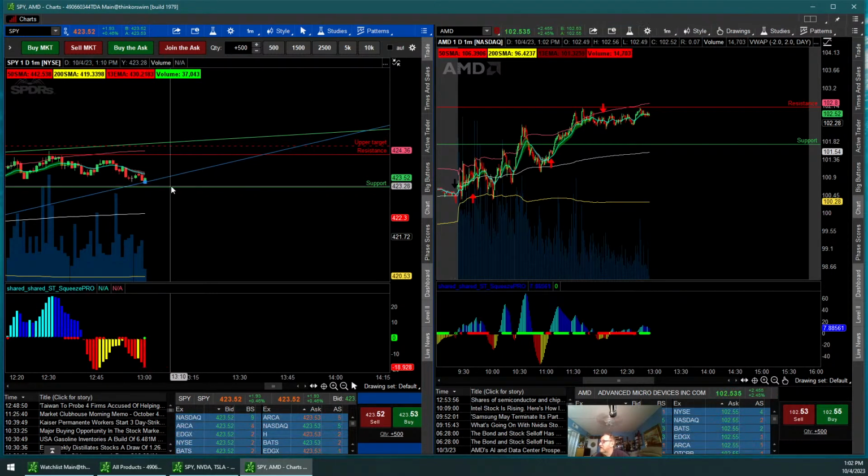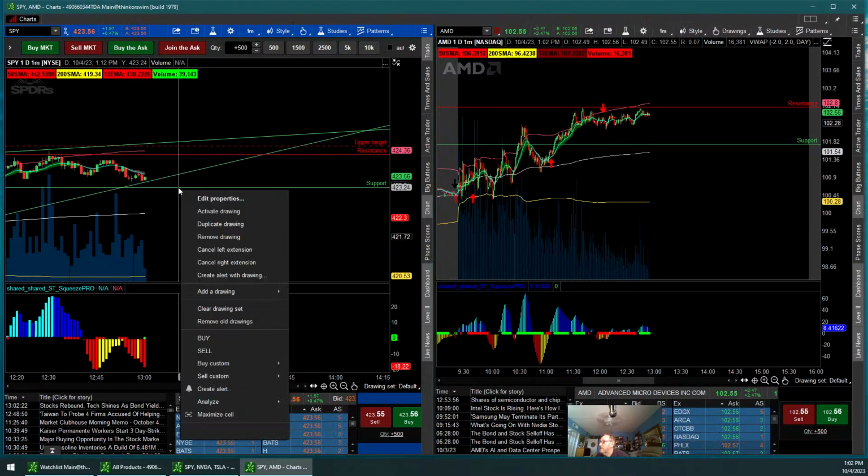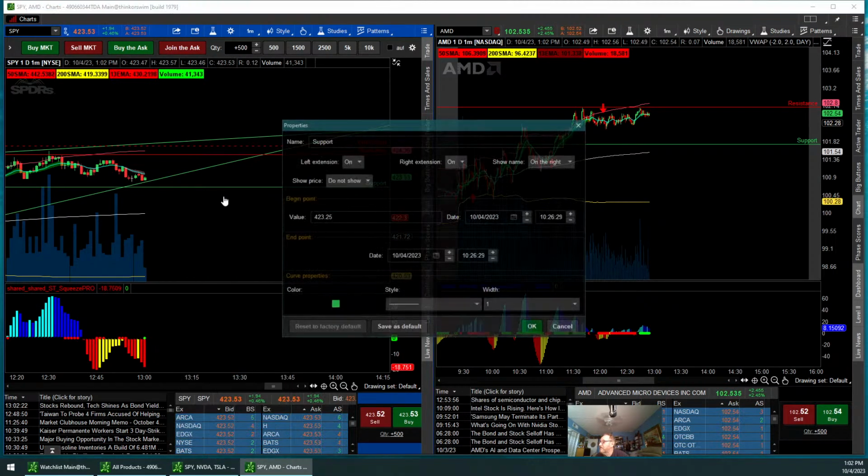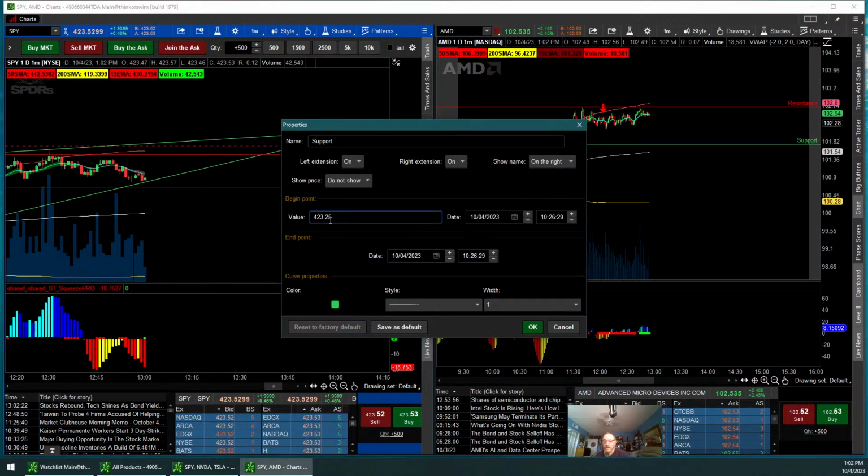We can see our support's a little bit higher than I've got it, so we're going to put our support up now at about 423.50. So we can see where we're at.